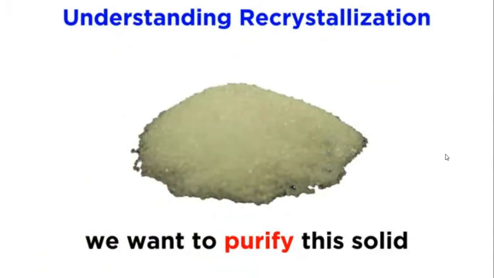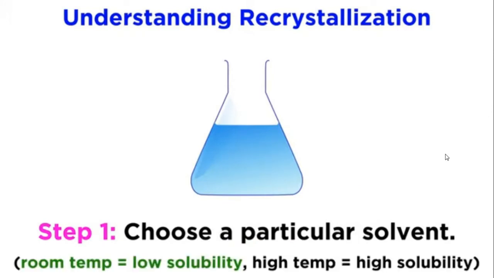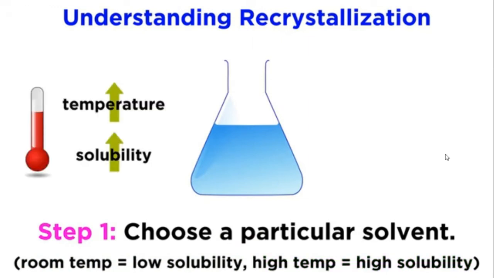Let's say we have our impure solid that we wish to recrystallize. The way this works is that we will choose a very particular solvent in which to dissolve the solid. The solid must have a very low solubility in this solvent at room temperature, but a very high solubility in this solvent at very high temperatures, which makes sense given that solubilities will tend to increase as temperature increases, given the entropic favorability of dissolution.